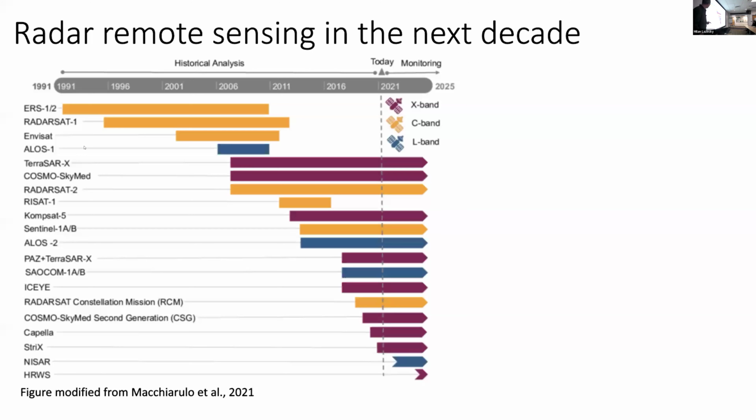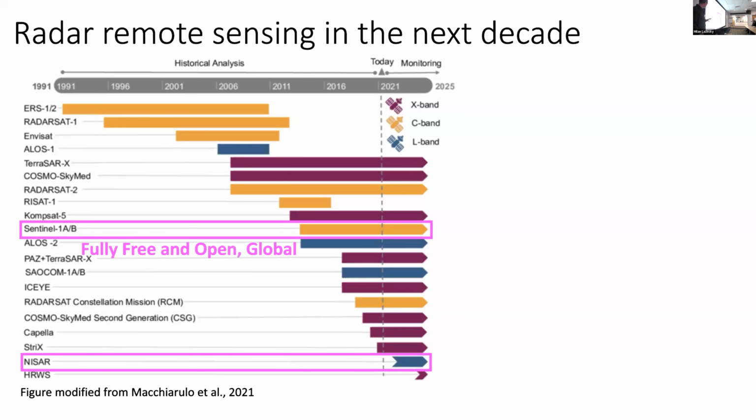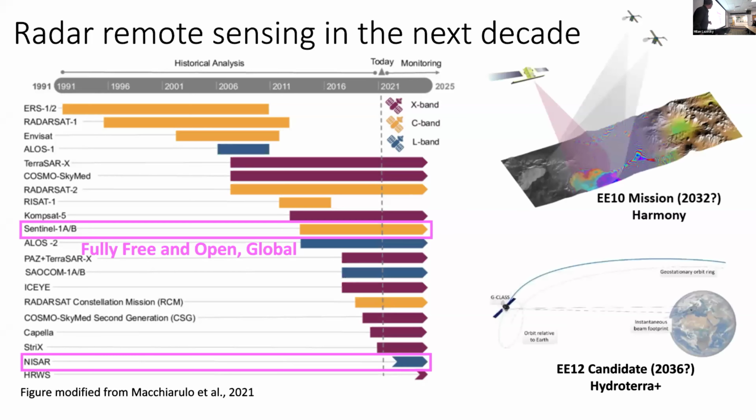Okay, lots of satellites, ever increasing numbers. This is a few years out of date as well. Sentinel 1A and B, and 1C very shortly, are fully free and open, so these are kind of the workhorses for scientific InSAR.